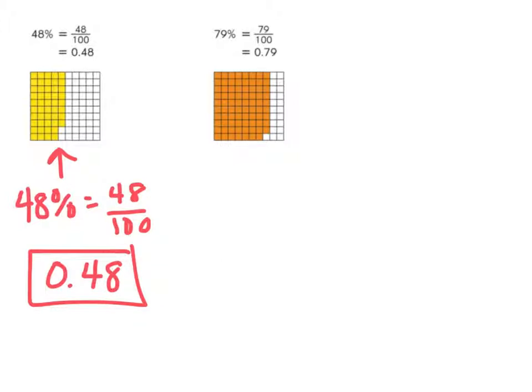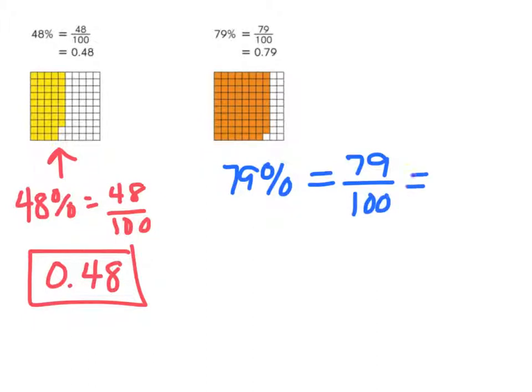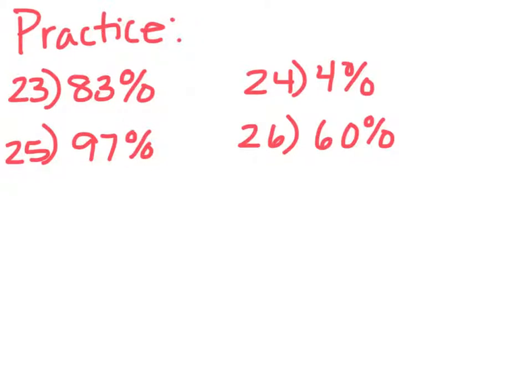Let's go to the orange cubes here. We have 79%, or 79 out of 100, or 79 hundredths. 79% expressed as a decimal is 79 hundredths. And here are your last 4 practice problems. Please express each percent as a decimal.